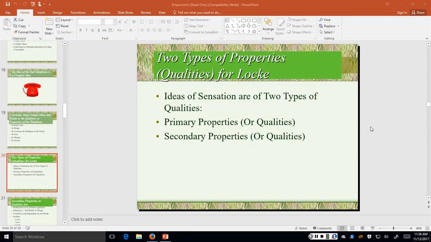Okay, we want to understand this distinction between primary and secondary properties because it's really essential to understanding Locke and the empiricists. It seems like we're making this little picky, petty distinction. What on earth is the significance of it? Who cares? What's the difference between primary and secondary properties?